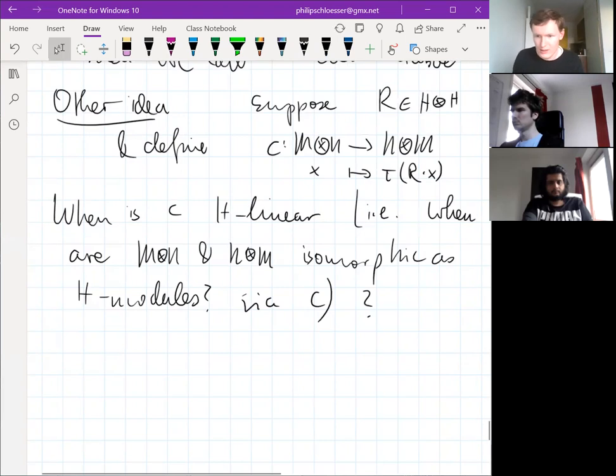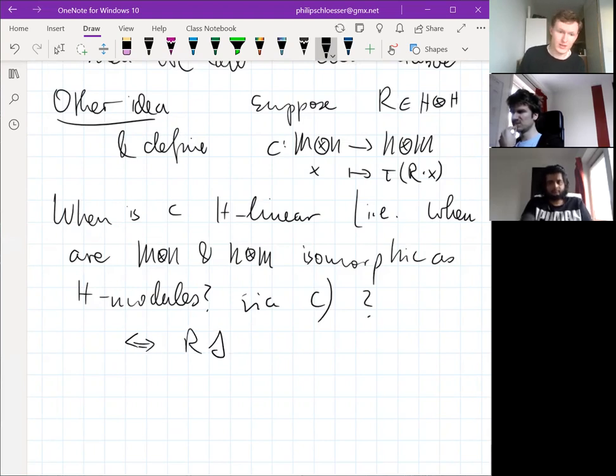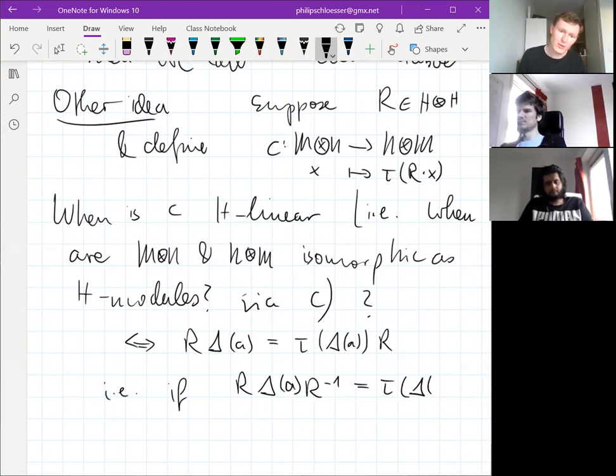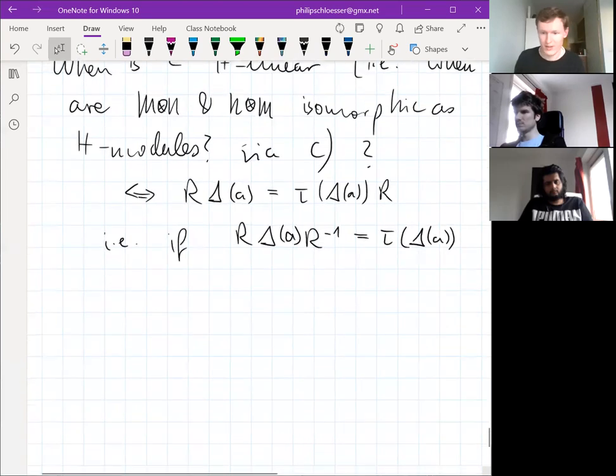And again, we can write it out and work it out, and we see that this is the case if R times delta A is equal to tau applied to delta A times R. And if we also want C to be invertible, conjugation by R is the same thing as swapping the two tensor factors, at least when applied to elements of the form delta A. Flipping, I called it.